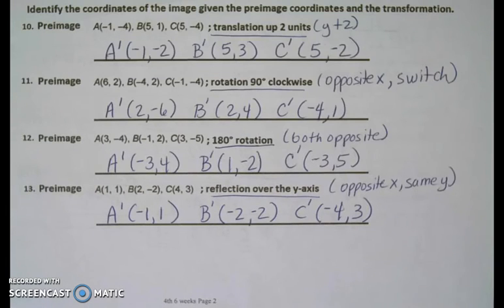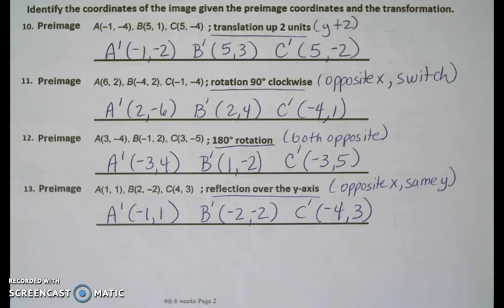Okay, so hopefully you referred back to your notes on the other side and looked at your rules. I believe it's sometimes easier to take the rule and rewrite it in my words that help me understand what it is I'm doing. So when I do a 90-degree clockwise rotation, I know I take my opposite x and switch my x and y values. So I'm going to go through. A prime becomes 2, negative 6, B prime, 2, 4, and C prime, negative 4, 1.